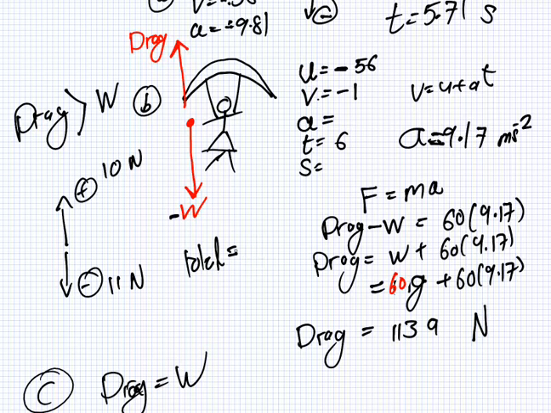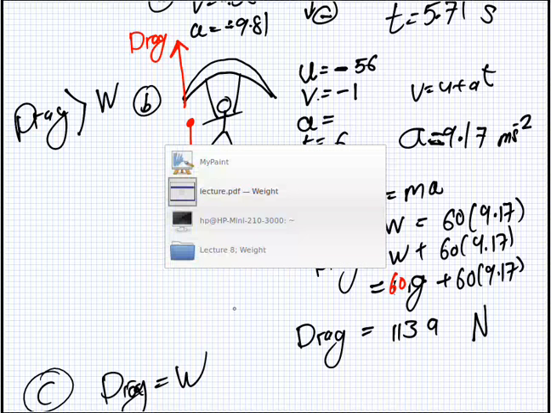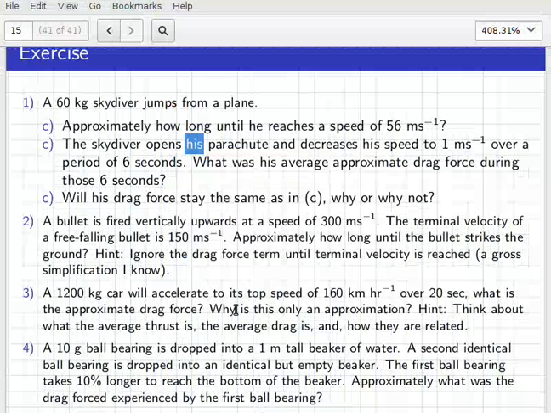But it won't stay bigger because, as you pointed out, then she would start to move up. So after a few more seconds, the drag will then equal the weight. And so she'll come to Earth at a constant speed. She'll be falling with a constant velocity, so drag needs to equal weight.